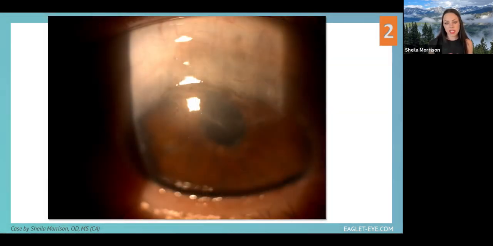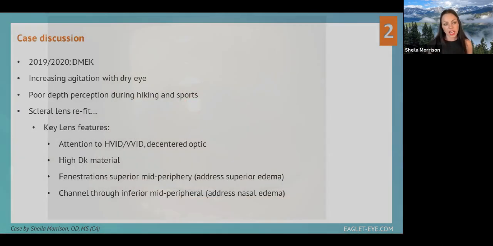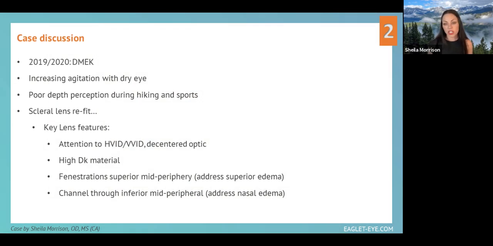Here's an image of his edema. This is actually just from wearing a piggyback system with a soft lens. We ended up referring him for surgery. There are some patients that you just can't get to be healthy with a lens on. You can't let this guy wear a lens, even though he wanted to wear a scleral. He loved the comfort and the vision. We sent him for surgery, so he had cornea surgery in 2020, actually.